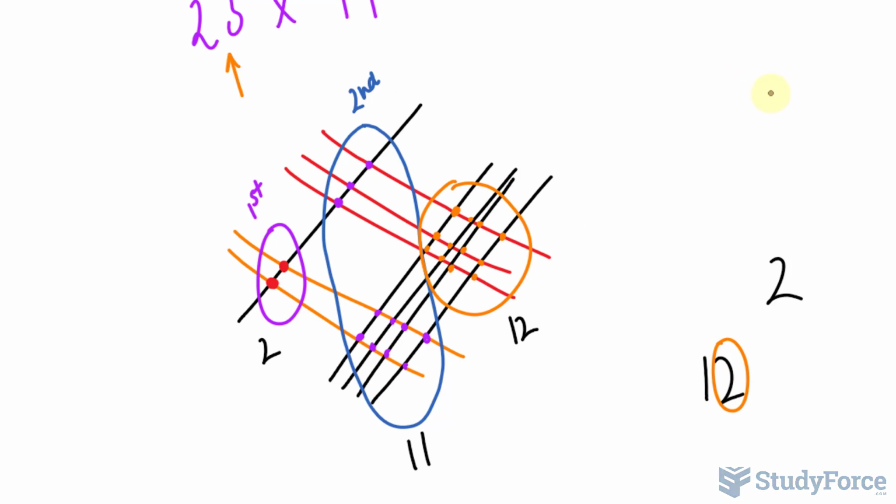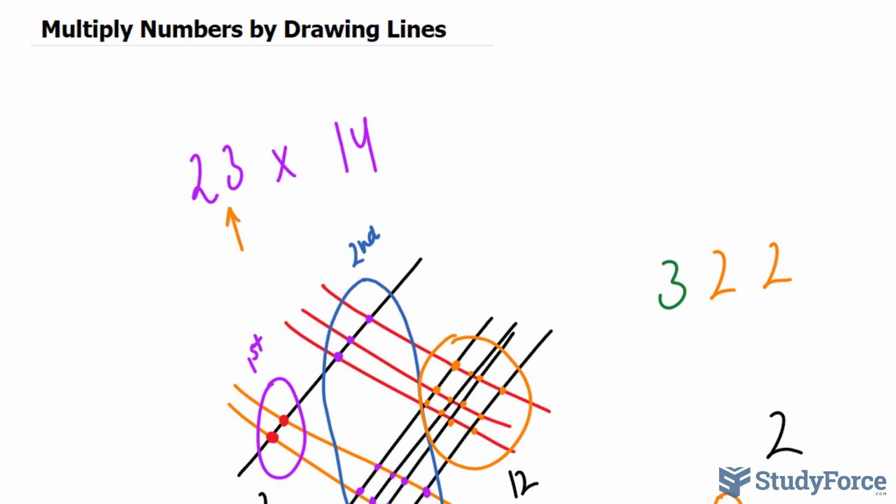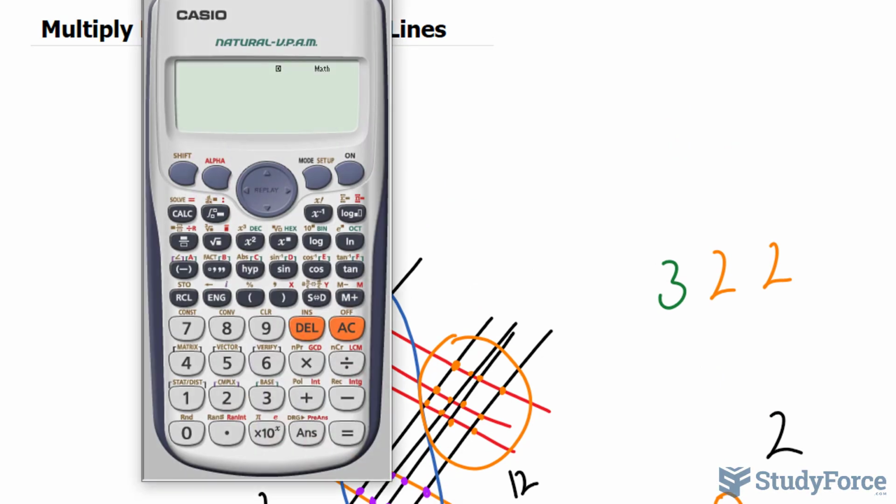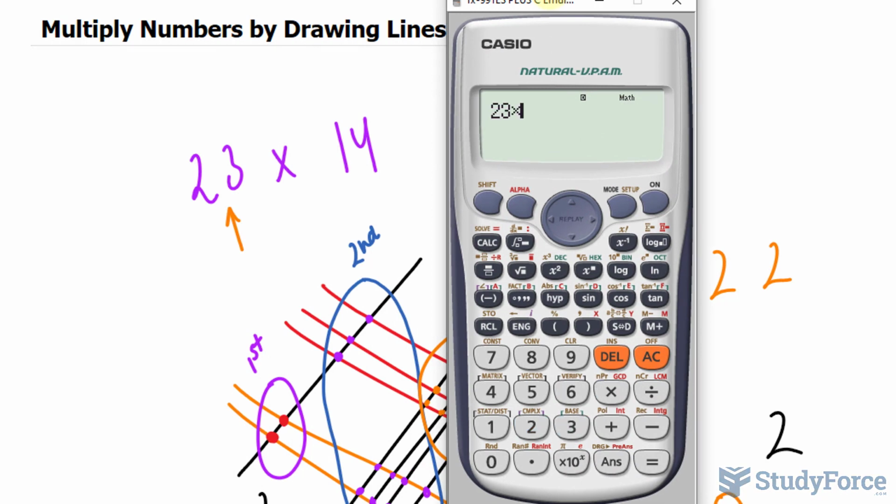So far our product has these two numbers. This 1 gets added on to this 2, which makes it 3. So the product of 23 times 14 is 322. Let me show you if that was right. So taking 23 times 14 gives us 322.